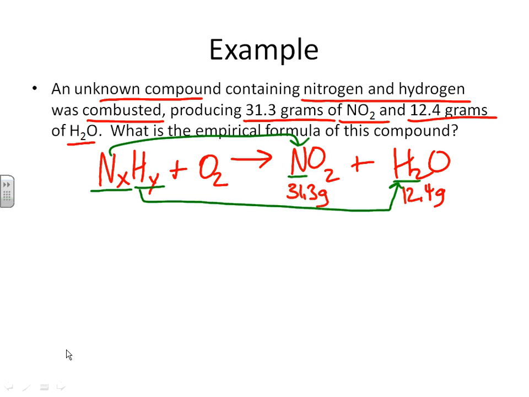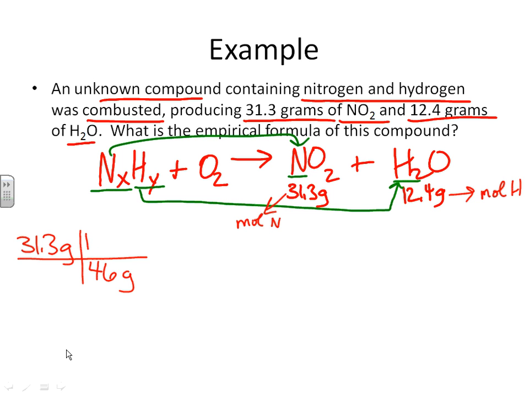If we know moles of nitrogen and moles of hydrogen, we can answer the problem, and we're going to get moles of nitrogen from the NO2 number. This will eventually give us moles of N, and this 12.4 grams is going to eventually give us moles of H. So we're going to do the same thing that we did before. It's still the same type of problem, just with nitrogen. Doing the exact same stuff from previously: 31.3 grams of NO2. You look up the gram formula mass of NO2, 46 grams for every 1 mole of NO2.